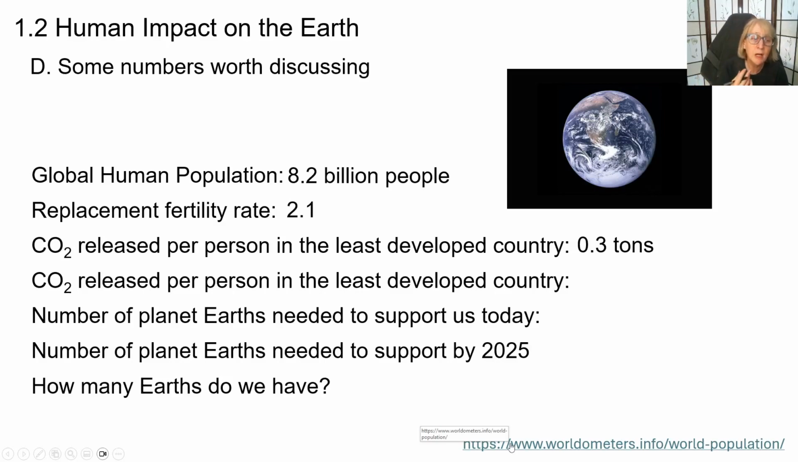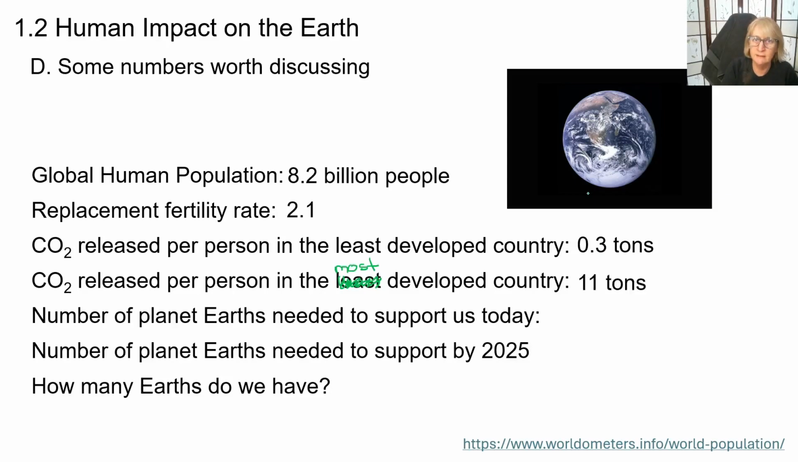The amount of carbon dioxide released per person in the least developed country, this is not right here, we'll just ignore it, is 0.3 tons. What do you think the carbon dioxide released per person is in the most developed country? Ignore that, it's not supposed to say least. Do you think it's bigger or less than 0.3 tons? And do you think it's double, a little bit more than 0.3?